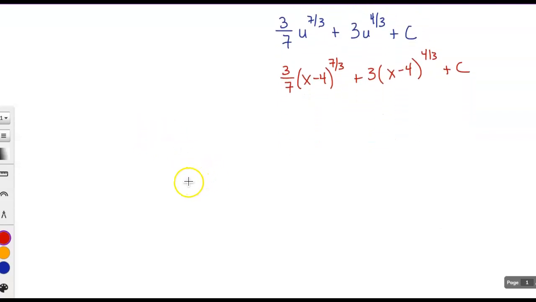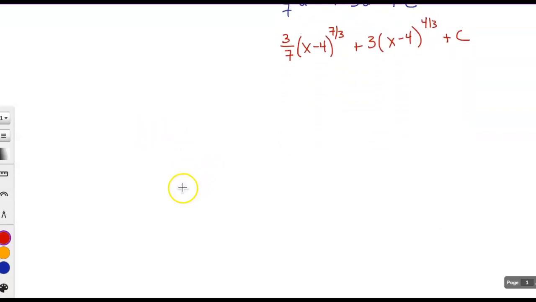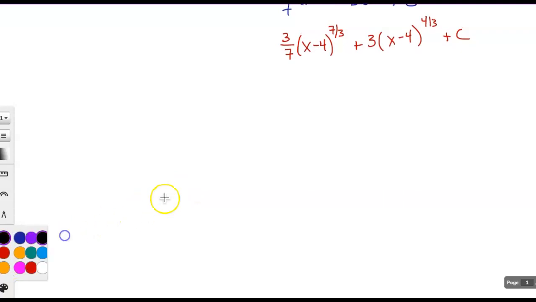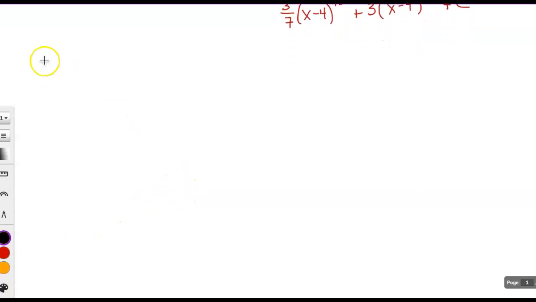I'm going to write down 2 more for you to do. And what I'd like you to do is pause the video and try them because I'm going to finish the video by doing both of them. But you have to pause the video and try it on your own. So let's go ahead and try the integral of, let's see, 2x times the square root of x plus 3 dx. So let's try that.